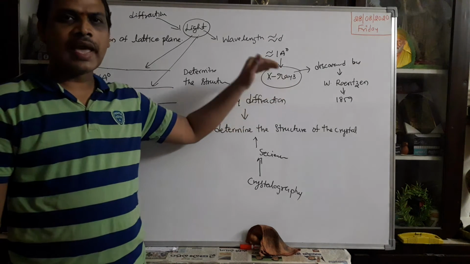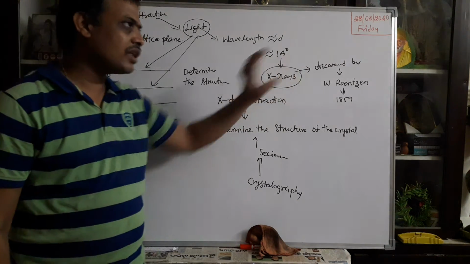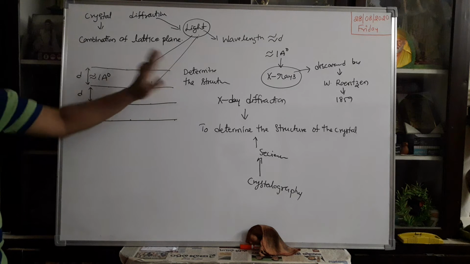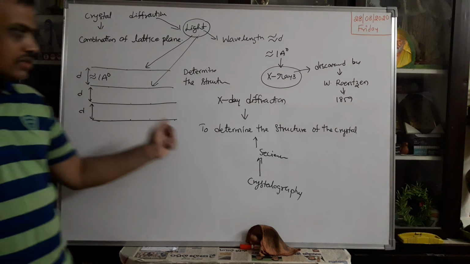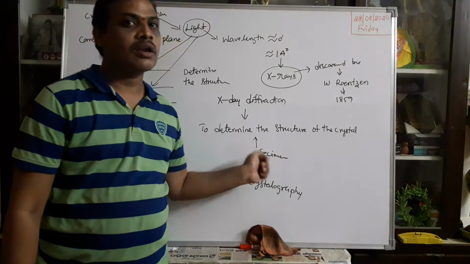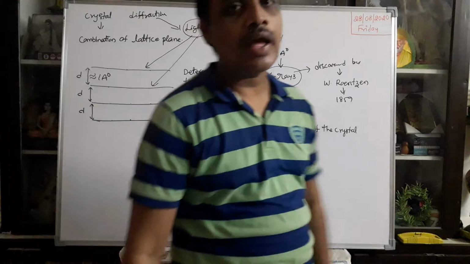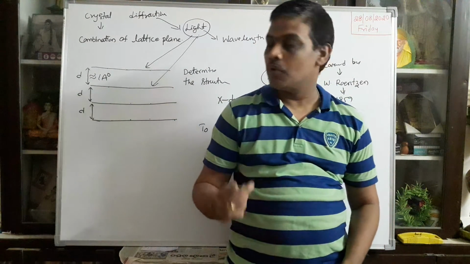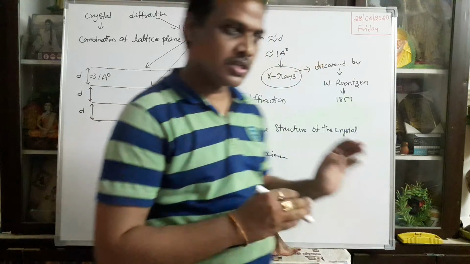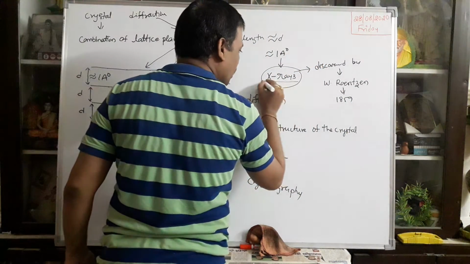Why are you using X-rays? Because the X-rays wavelength and the interplanar distance are both equal. When that matching phenomenon exists, you can deduce the crystal structure very accurately. For that purpose, you incident X-rays. Okay, that is the basic introduction about crystal diffraction. So crystal diffraction is completely explained by incident X-rays.